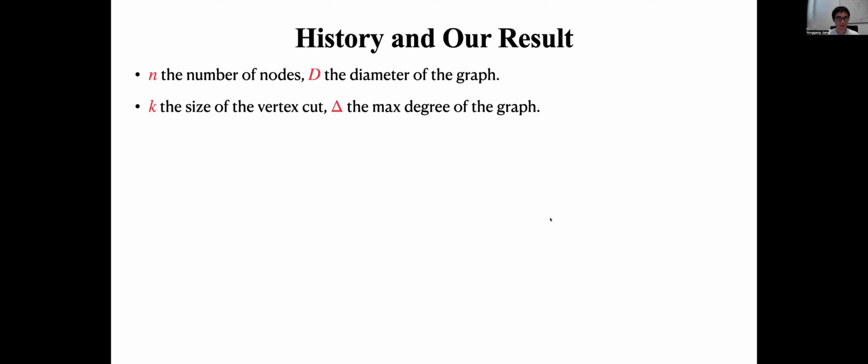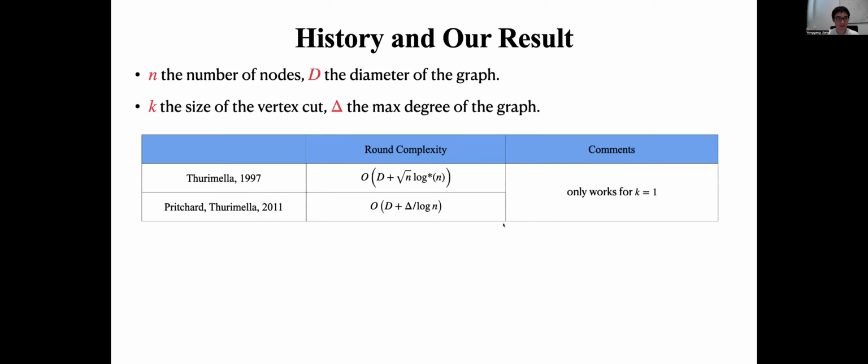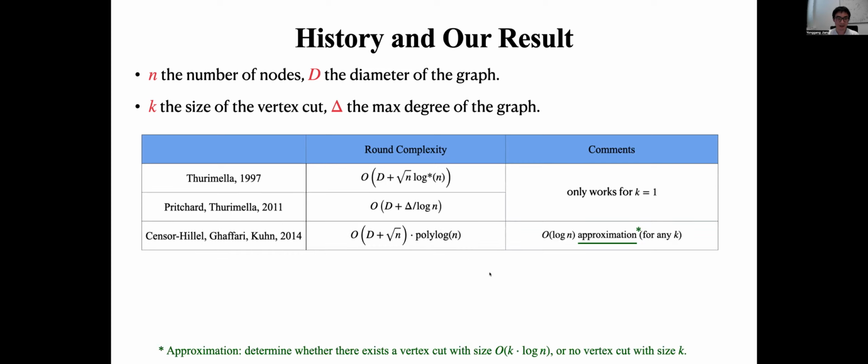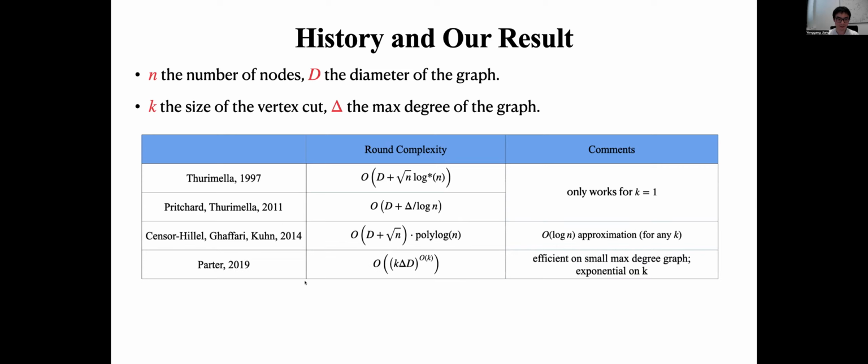And here is some history about this problem. Back in 1997, there is an algorithm that runs in D plus root n time, but it only works for k equals 1. And in 2011, there is also an algorithm that only works for k equals 1. And in 2014, there is an algorithm that works for any k, but it's a log n approximation. In 2019, this is the first algorithm that works for any k, but the running time is quite inefficient. It's exponential in k, and also this delta is the max degree, which means it can be as large as n.